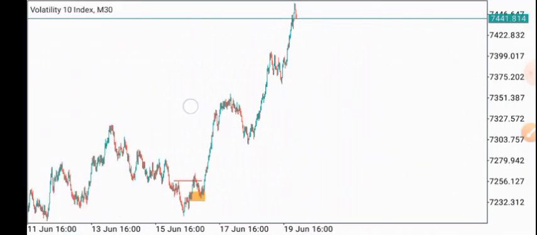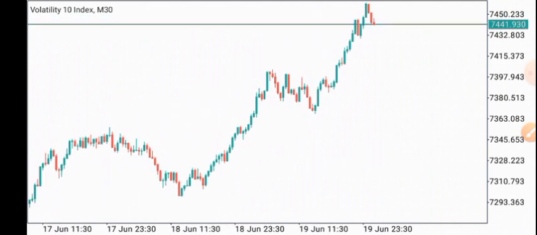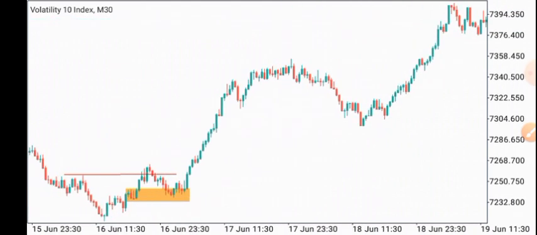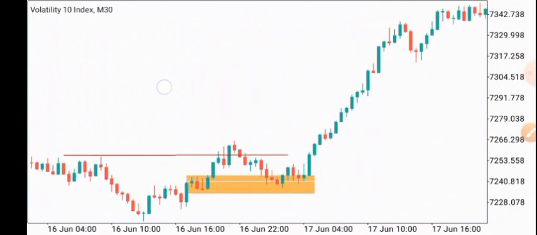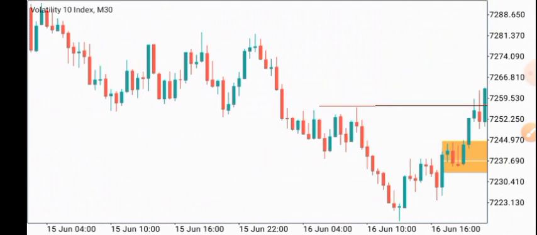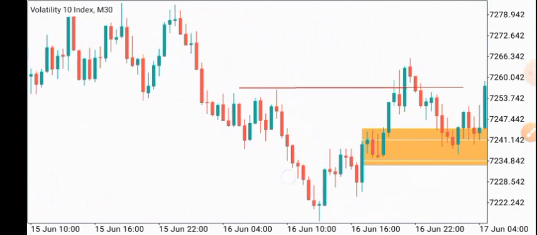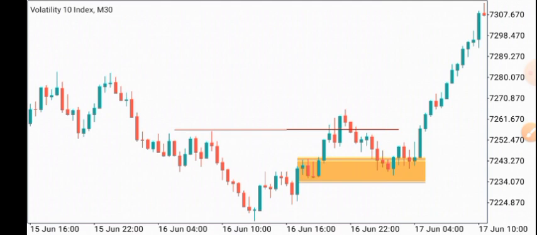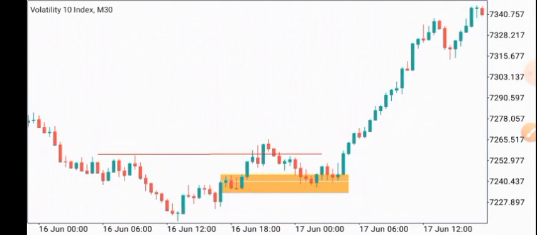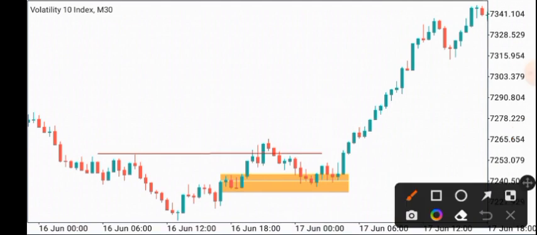Now another factor you need to look at when trading order blocks is the impulsive move. There must be an impulsive move. You are not going to look for it in a corrective move. Now look at this. It must be in line with the trend.